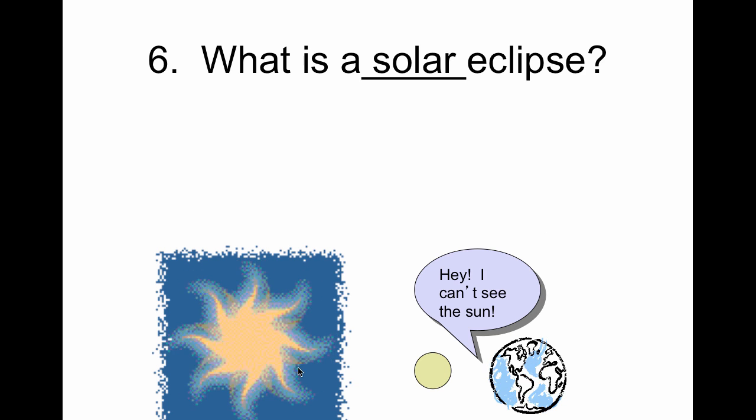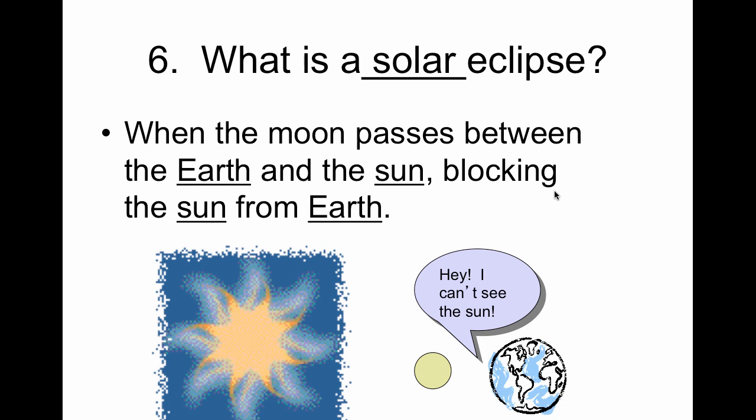Okay, so the moon gets in between the earth and the sun and eclipses it. So when the moon passes between the earth and the sun, it blocks the sun from earth. If you were sitting or standing right here, you wouldn't be able to see the sun at all because the moon would be right in front of it. Now if you were here, you might see a little bit, the top portion of the sun, and if you were down here, you would see the bottom portion of the sun.